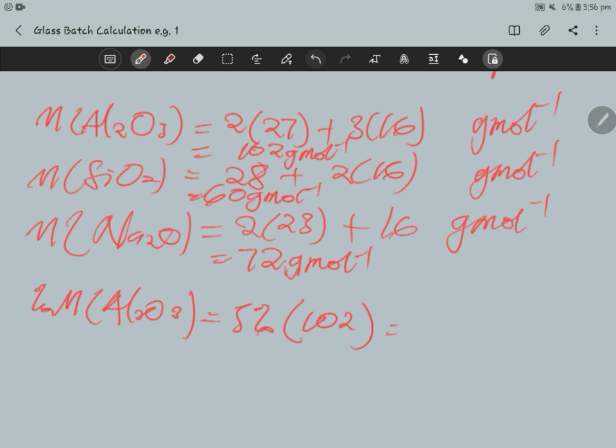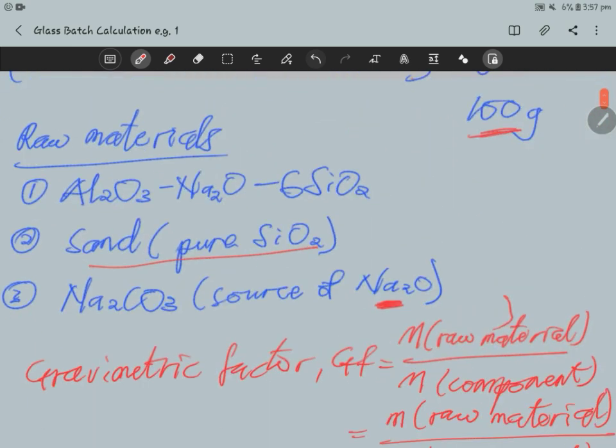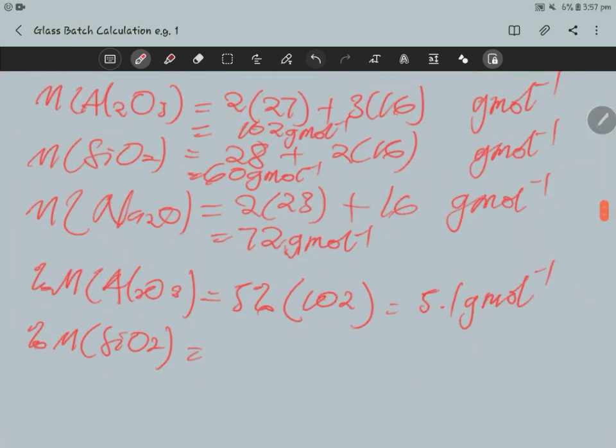So 5%, and that gives us 5.1 grams per mole. And then the percentage molecular mass of SiO2. SiO2 is about 75% of the molecular mass, which is 60. What do we get? 75% times 60 gives us 45 grams per mole.